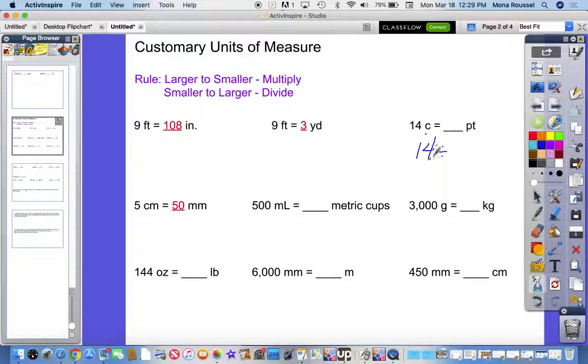We're going to divide the 14 cups by the number of cups in a pint. And again, if we need to, we check our table to see how many cups are in a pint, and as we said, that was 2. So we will divide 14 divided by 2, which gives us 7.